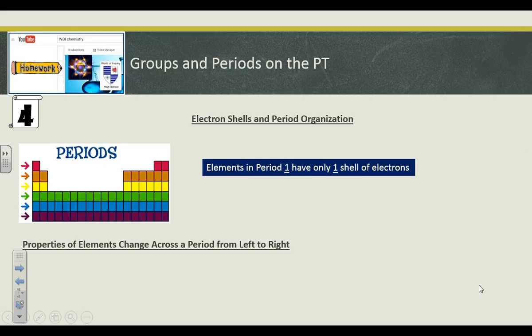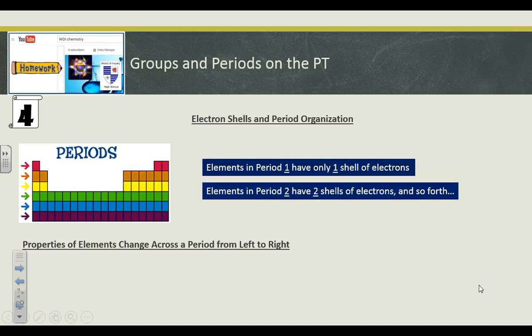Okay? Elements in period 1 have only one shell of electrons. Elements in period 2 have two shells of electrons, and so forth. So there's a nice little piece, and we can see that too in the electron configuration. We started in on that last unit, right? The electron configuration shows us how many actual energy levels are in there and how many electrons are in each.